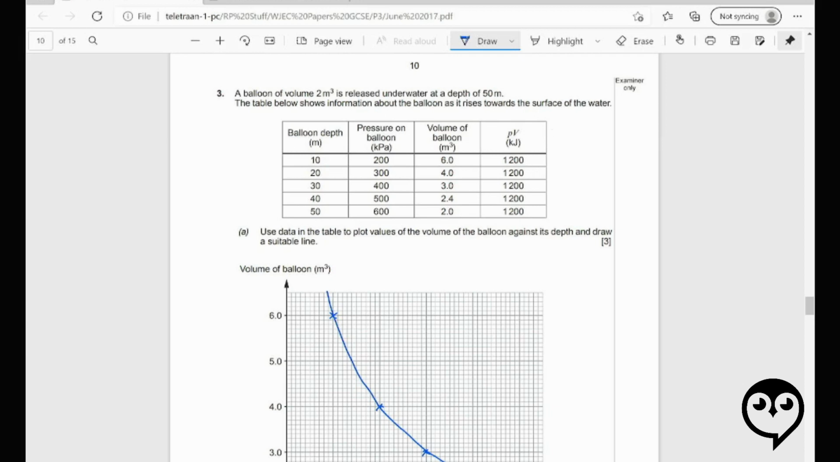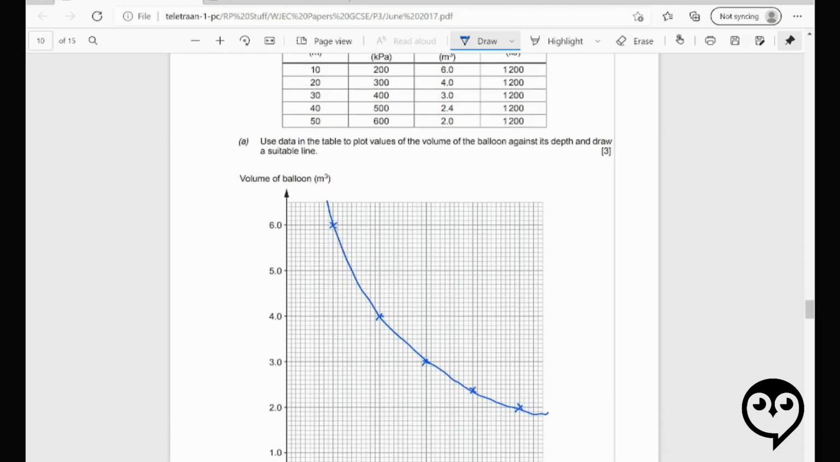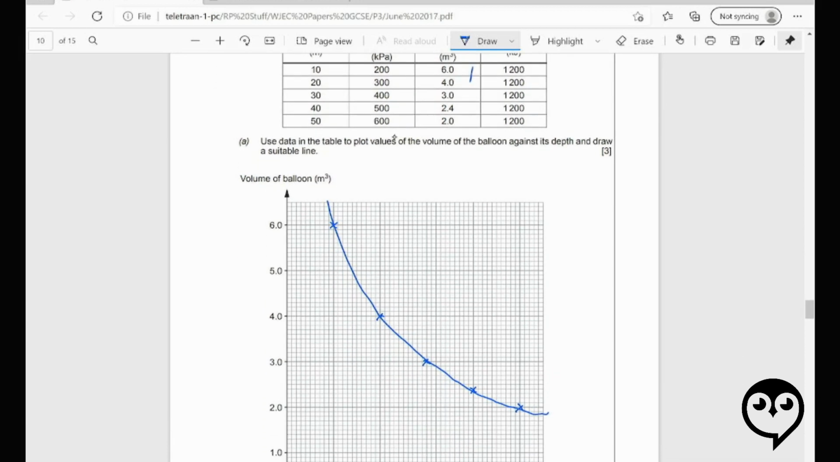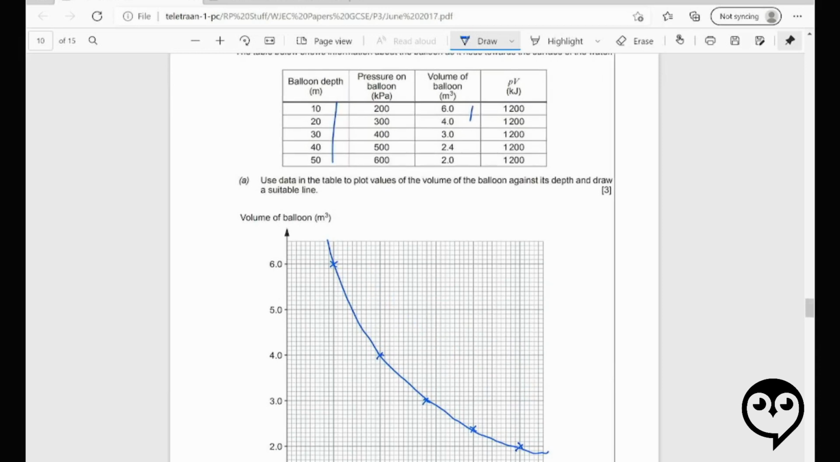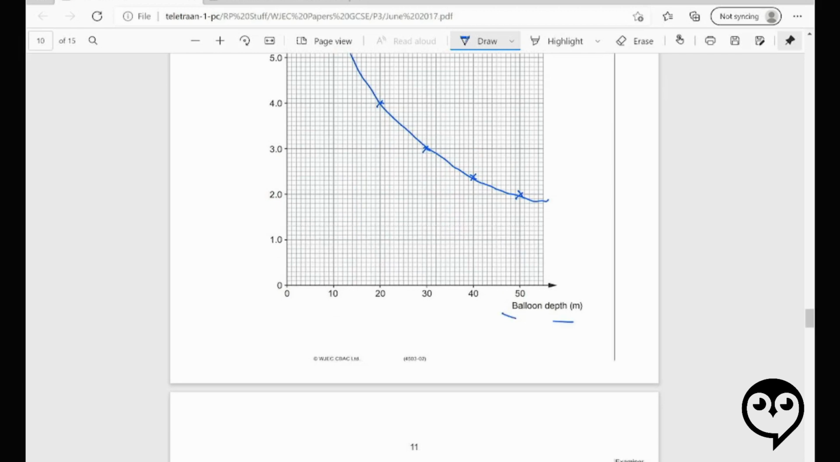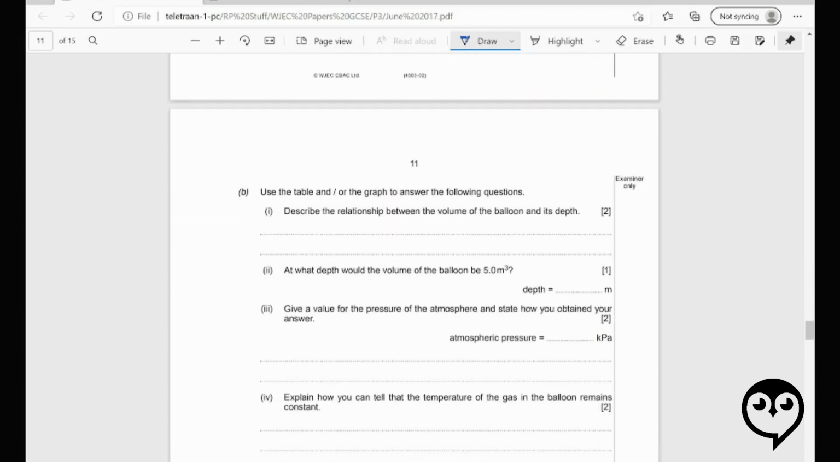a table of values here, and they've asked us to plot volume of balloon versus the balloon depth. Okay, now we know the deeper the balloon is, the greater the pressure will be on it. So instead of being inversely proportional to pressure, we're going to see that we're inversely proportional to balloon depth. And that's what the question is. Describe the relationship. I would say it is inversely proportional.